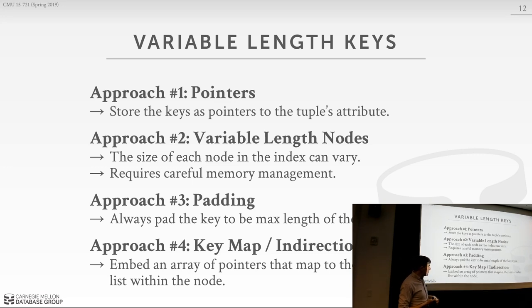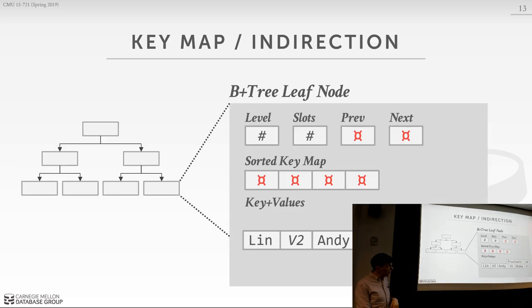The basic idea here is that you embed an array of pointers that map to the key-value pairs within the node itself. And again, when we discussed this in the introduction class, this looks a lot like a slotted array for when we store tuples. All right, so it looks like this. We have our key map. Again, these are the pointers or offsets down to our key-value pairs here.